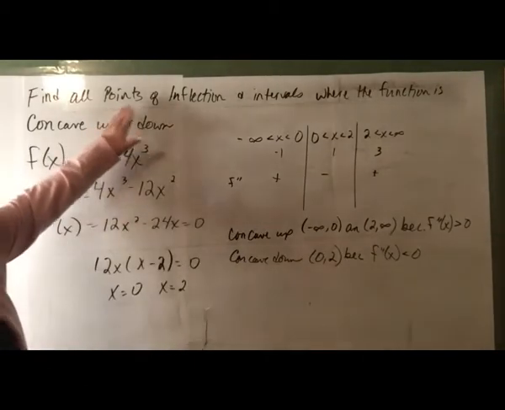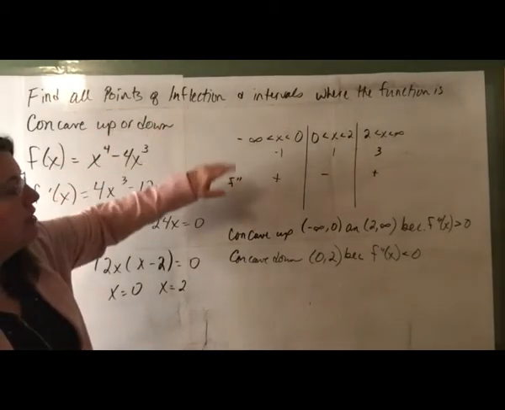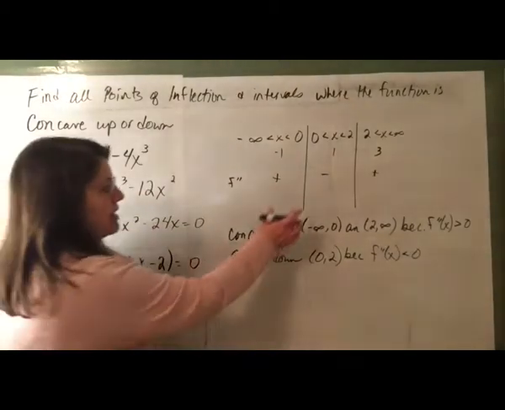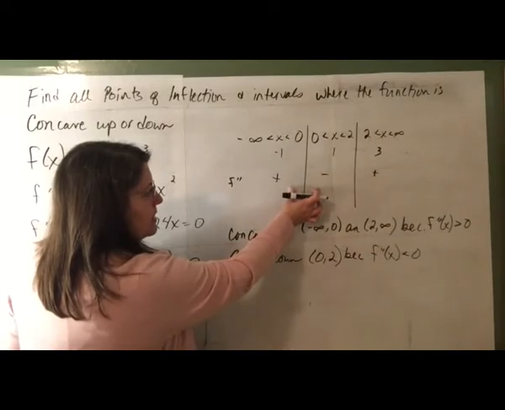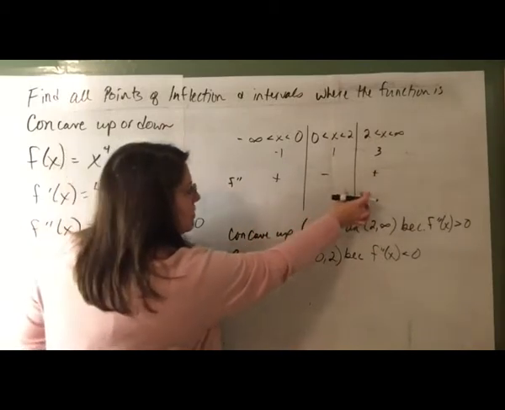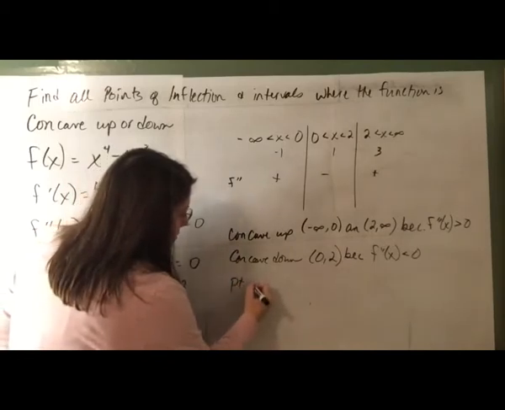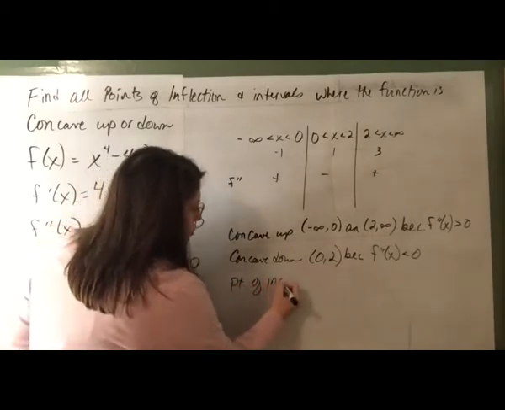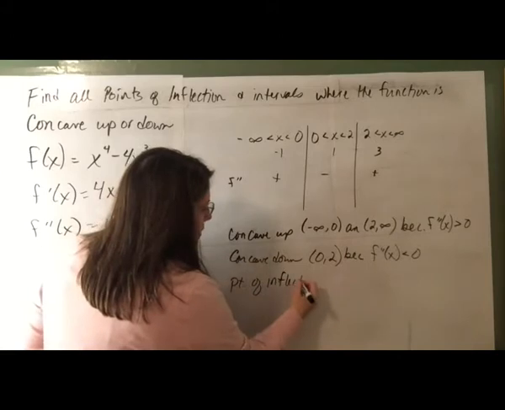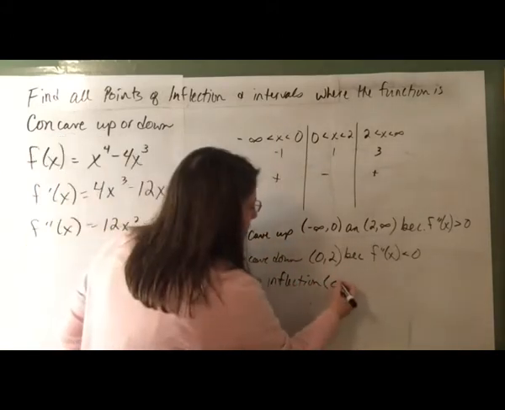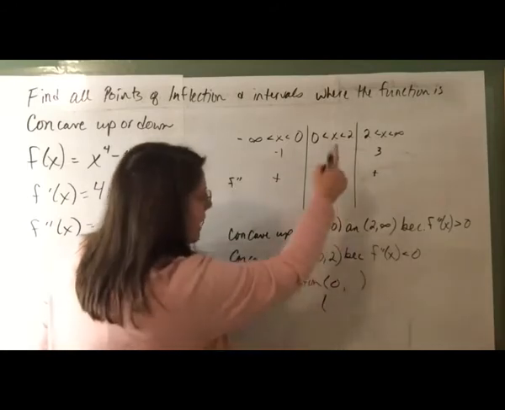Then they also ask us to find points of inflection. Points of inflection for this graph is where concavity changes. So we can see here that concavity changes from positive to negative at 0 and from negative to positive at 2. So the points of inflection, we have 2 of them. We have the point where x is equal to 0, and we have the point where x is equal to 2.